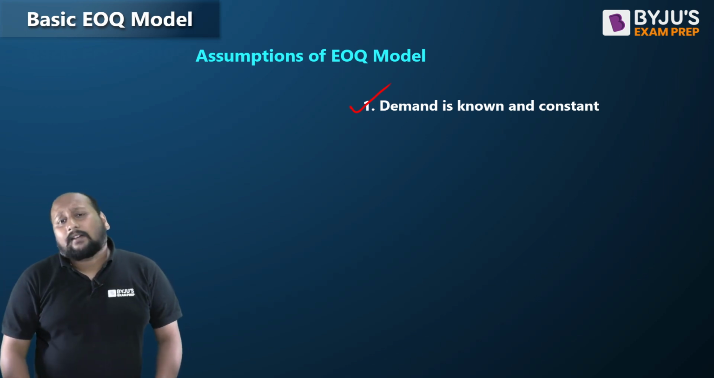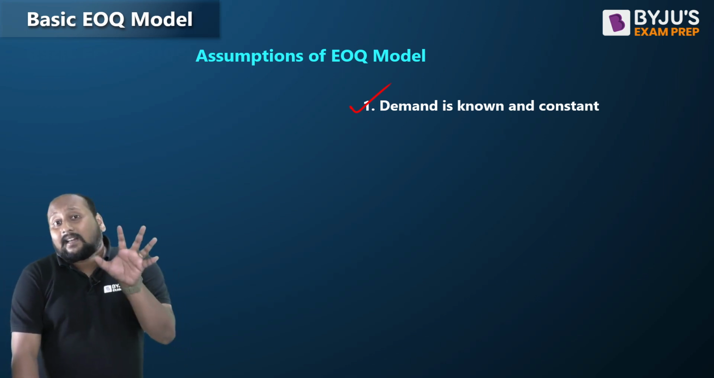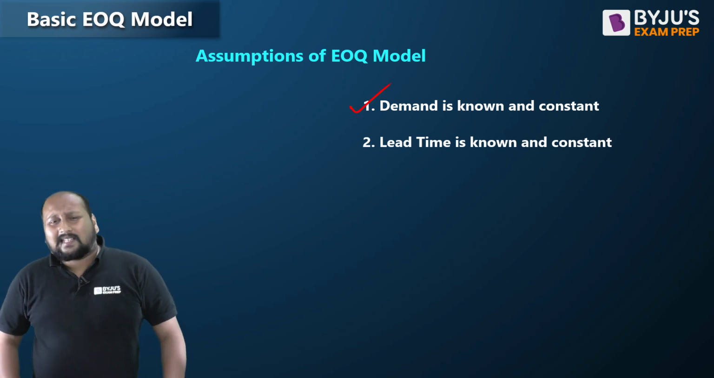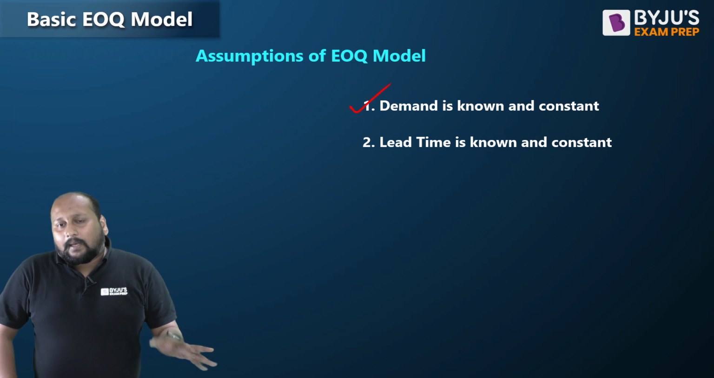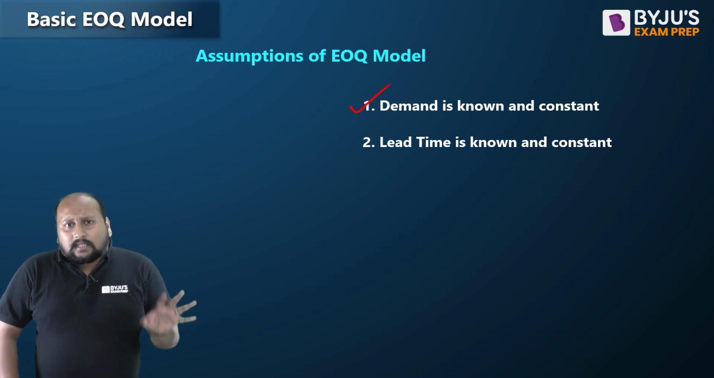The second assumption that we need to make is that your lead time will be constant and known. What is this lead time? We'll be discussing this in later stages. By looking at the graph, you'll be able to understand. I'm just giving a rough idea.